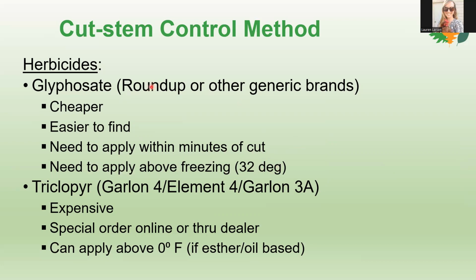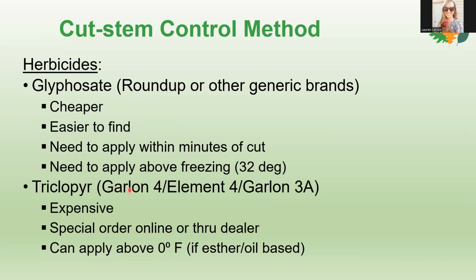Roundup and other glyphosate-based herbicides are water-based, so they're going to freeze on you. And glyphosate, that's the active ingredient, right? So that's what's doing the work. And same with triclopyr. So you have to actually look at the label and see what's actually in there. A lot of times you'll see glyphosate 2%, something like that. Other ingredients 98%. So that's the active ingredient.